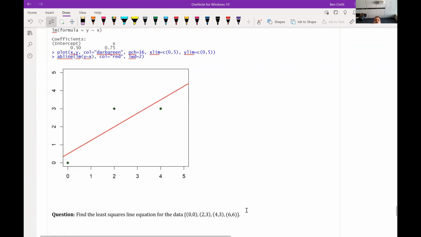I would challenge you to find the least squares equation for this data set where we added a 4th point. I'm not going to do that now in the interests of time, but I would challenge you to come up with it by hand for this data set.